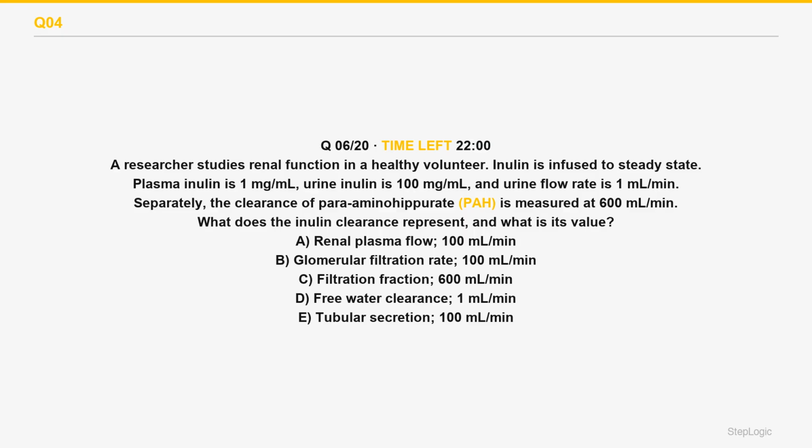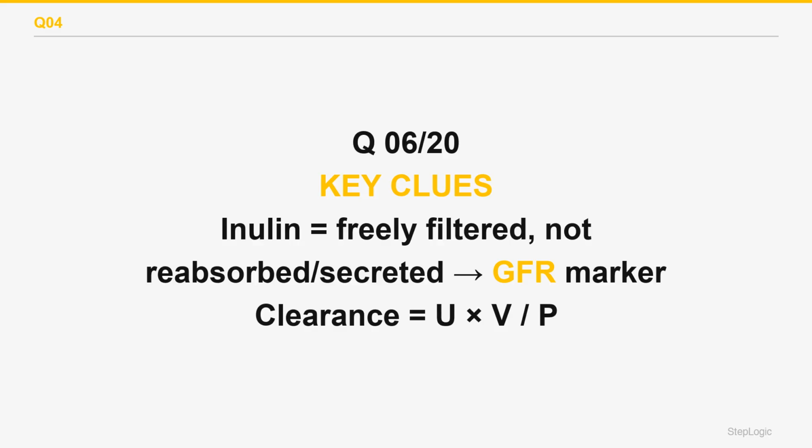Read the command: what inulin clearance represents and its value. Inulin is freely filtered, not reabsorbed or secreted, the gold standard for GFR. Inulin clearance equals the glomerular filtration rate because inulin is freely filtered at the glomerulus and neither reabsorbed nor secreted by the tubules, so the amount appearing in urine exactly equals the amount filtered.